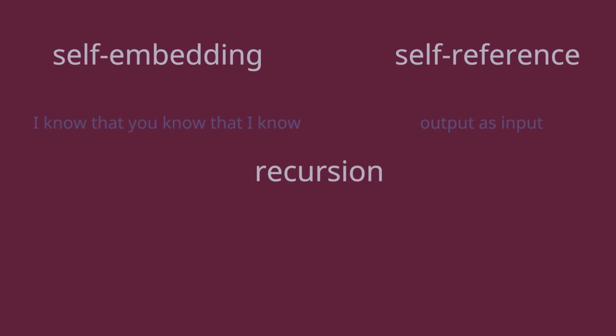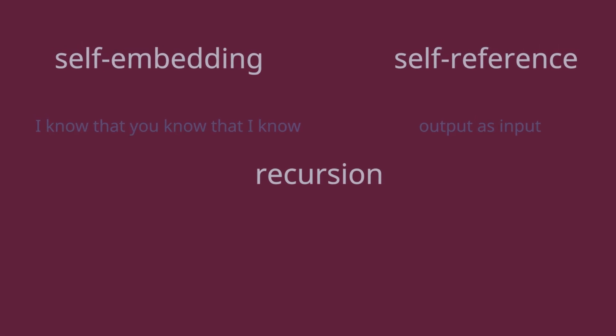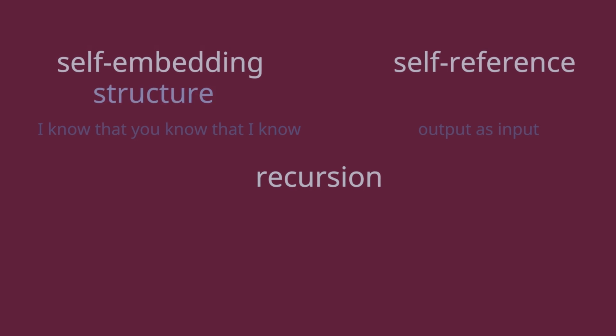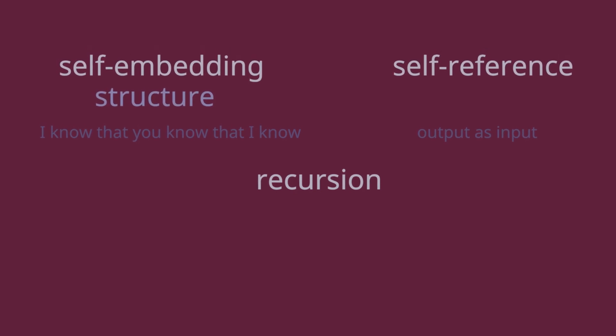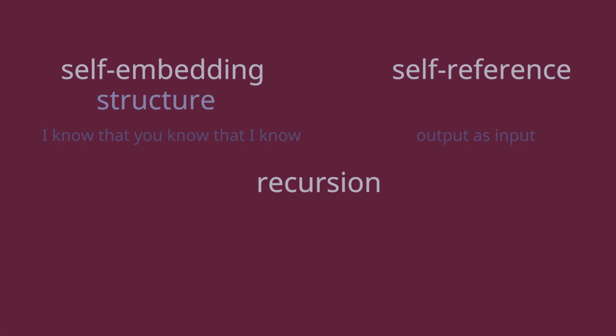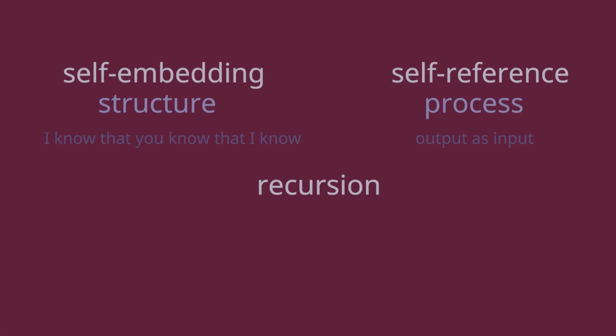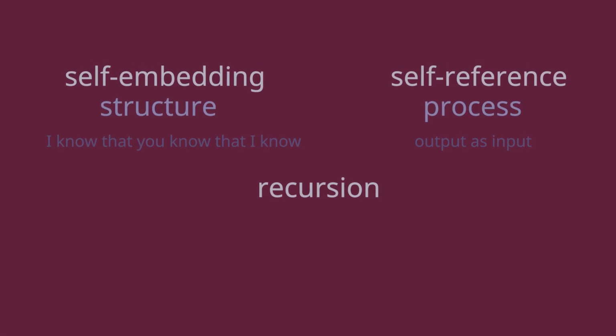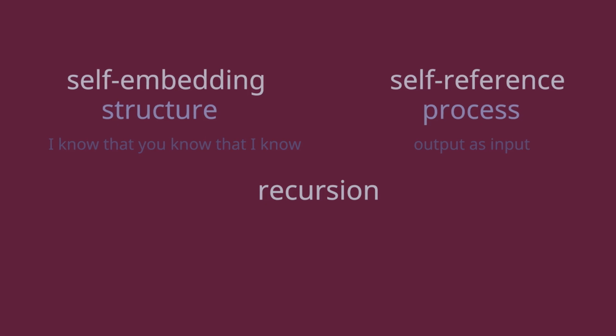One way to think about it is that recursion in the sense of self-embedding is about the structure of sentences, and recursion in the sense of self-reference is about the underlying process that produces those sentences. So, structure versus process. The concept of recursion was borrowed from mathematics, and in mathematics, it was also being used to mean different things, and that was causing some confusion.